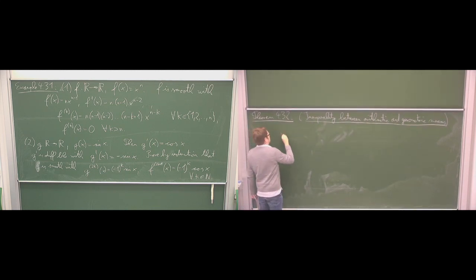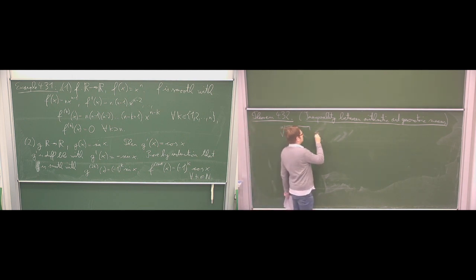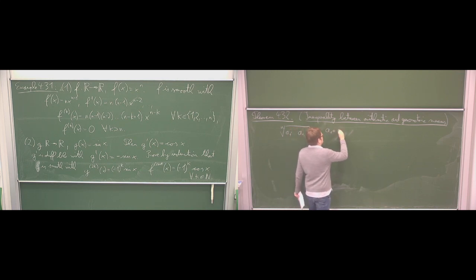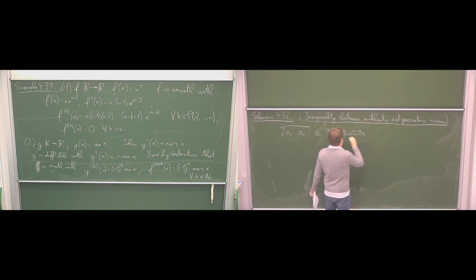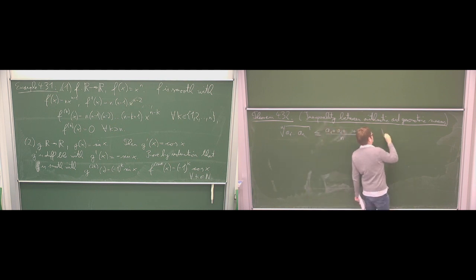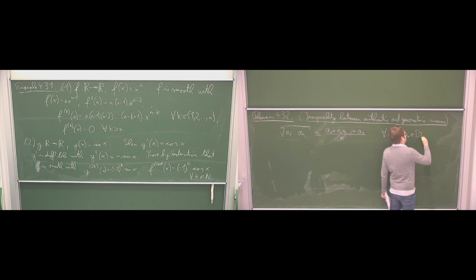If I take the nth root of a product of n different non-negative numbers, a1 to an, this is always smaller than or equal to (a1 plus a2 plus and so on plus an) divided by n. And this holds true for all a1 to an in the interval from 0 to plus infinity, and for all n in N.